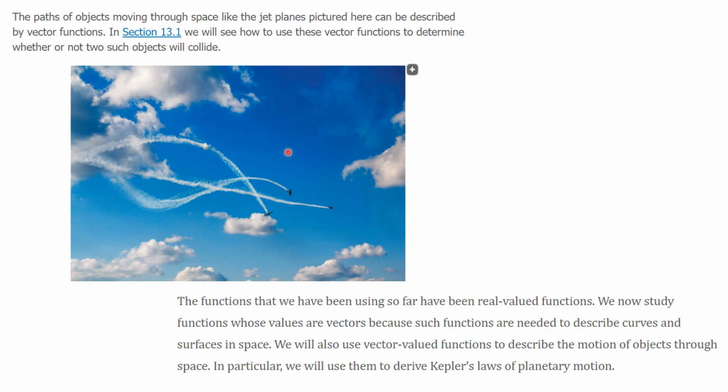Paths of objects moving through space, like the jet planes pictured here, can be described by vector functions. We'll see how to use these vector functions to determine whether or not such two objects will collide.